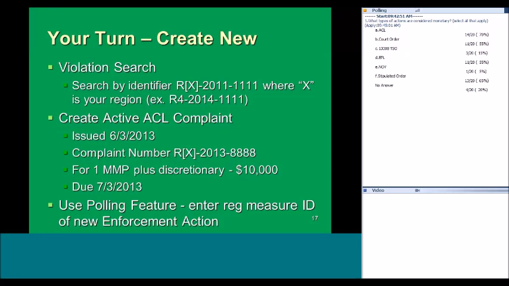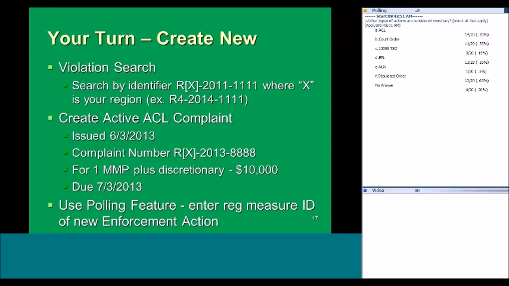And then the real part is to create your active ACL complaint. You have an issue date, a complaint number. Again, the X represents your region. It's for $10,000. It's due on the 3rd. And then I'm going to open up a polling question, and you can record your regulatory measure ID that results from this exercise. Once you're finished creating it, enter your reg measure ID into the polling question.